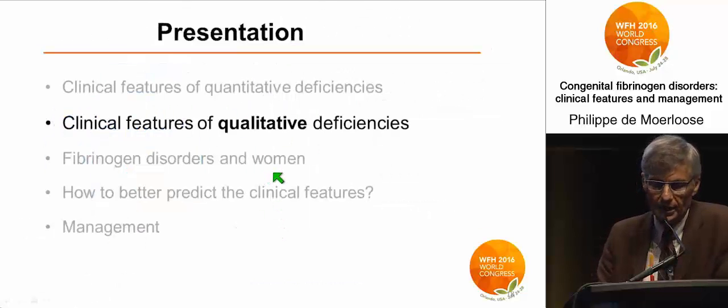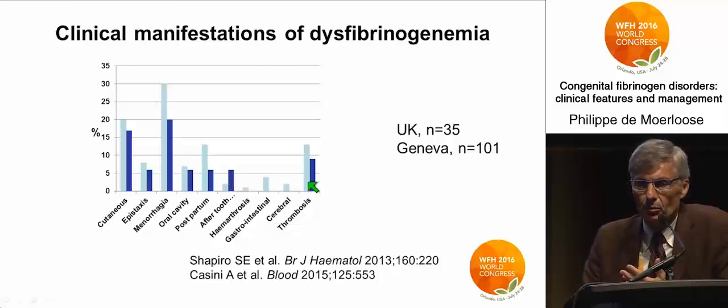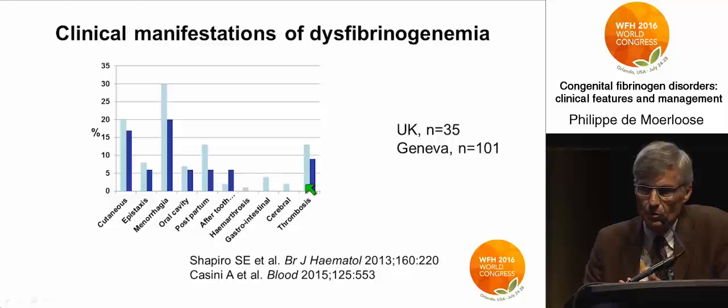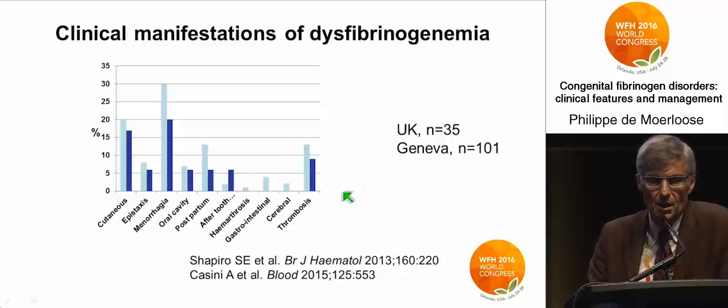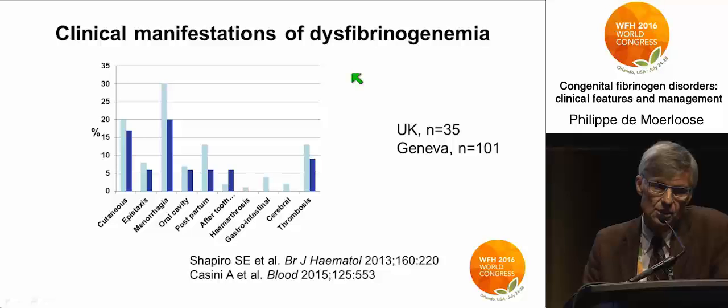What about the qualitative deficiency? As you know, roughly 50% of patients with a dysfibrinogenemia don't have any symptoms. They are just asymptomatic, or they are found because there is a workup for some other reasons. But in, let's say, 25% of them, it's a crude number, you have complications, and these complications are bleeding here, but you see this part here, it's thrombosis. And that's a problem of dysfibrinogenemia.